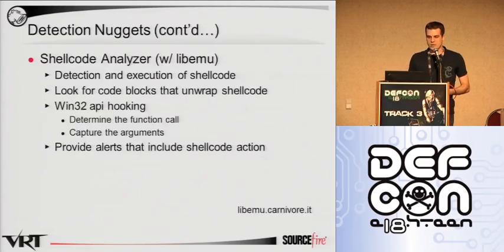And for this, we used libemu. For those who are not familiar with it, it is a library that offers x86 emulation and shellcode detection and execution capabilities. Some noteworthy things that it can do are Win32 API function call hooking. You can also look for blocks that unwrap shellcode and profile shellcode behavior. The profiling of shellcode behavior is especially of interest to us because that allows us to generate alerts that can describe the intent of shellcode, the goal that the shellcode was trying to achieve, what those instructions were intended to do, which is nice. All right.